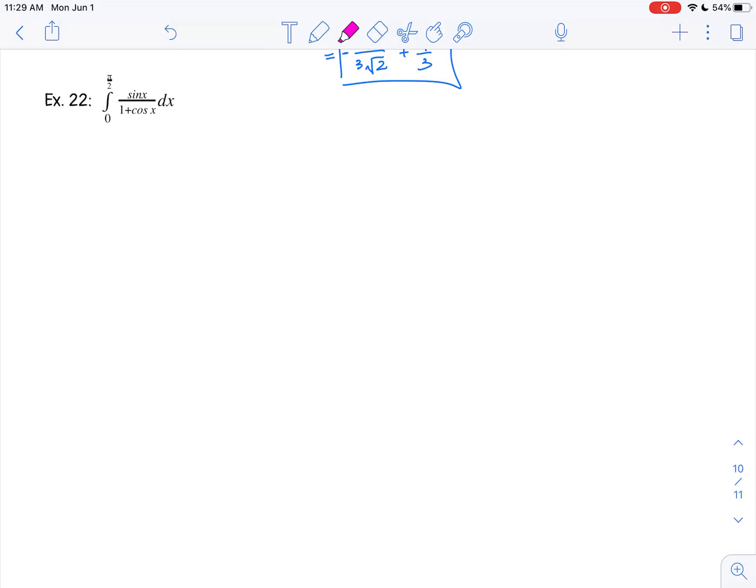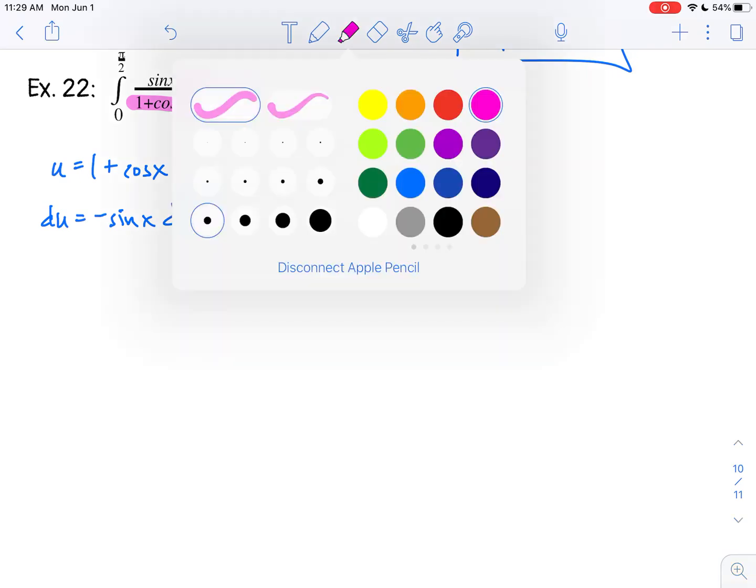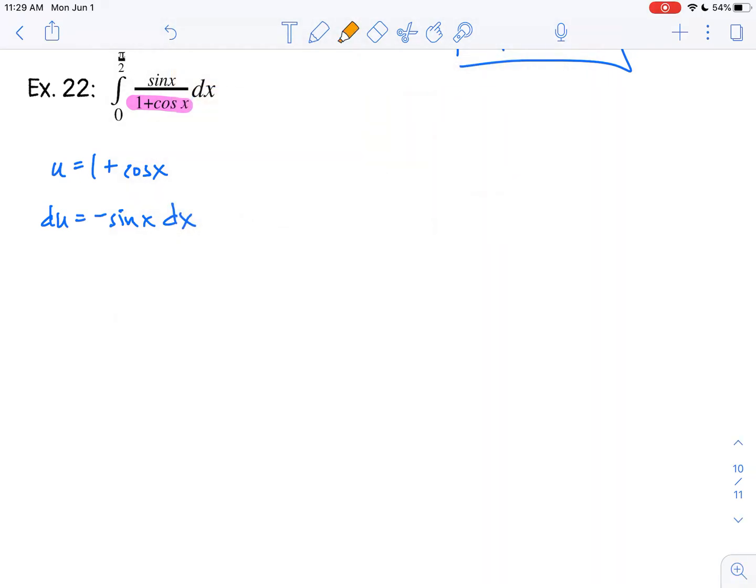All right, our u in this case is going to be the denominator, 1 plus cosine x. U equals 1 plus cosine x. That means du equals negative sine x dx. Now, same thing as the last problem. I look here and I only see a sine x dx. So I'm going to take that negative. I'm going to divide it to the du side. All right, so my integrand is done.